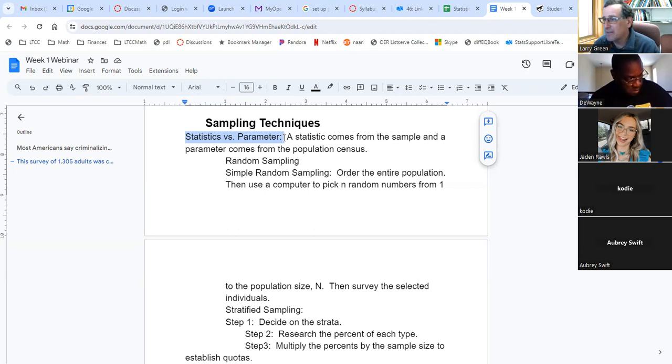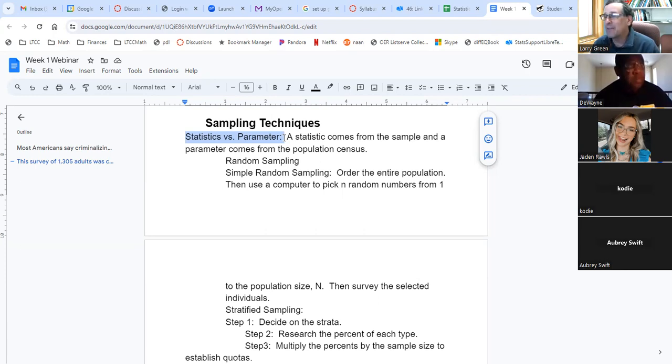Any questions on that? There are also times you can do a parameter, such as elections. Not before the election, but after the election. If you want to find out the percentage of people who voted for Biden 3.5 years ago, you can do that because that's a parameter. We have all of the data of voters who voted for Biden. Does that make sense?